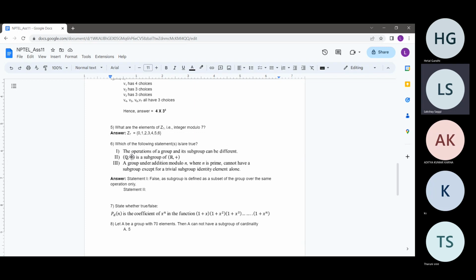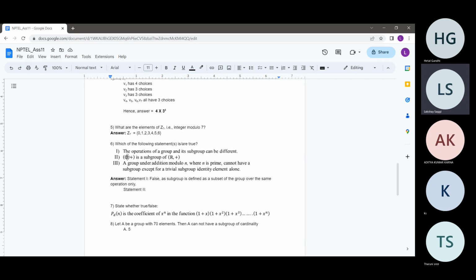And why is that? Because addition is associative, and two rational numbers when added will give me a rational number only. Similarly, the third property is the existence of identity. So zero will be the identity here, and the fourth is the existence of inverse. For any rational number p by q, minus p by q will be its inverse. So yeah, this will follow all four properties of the group.